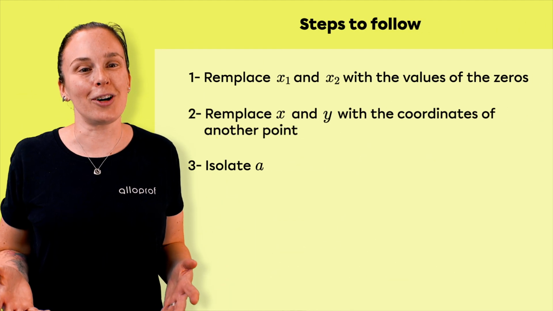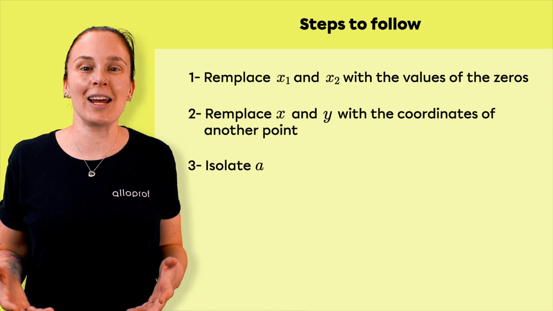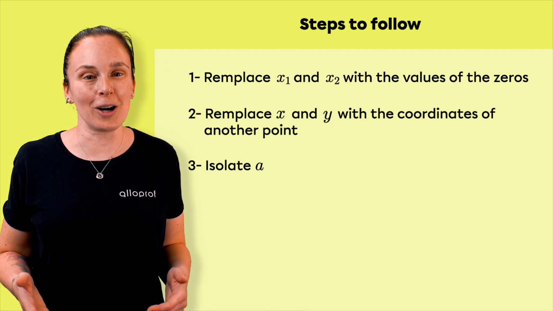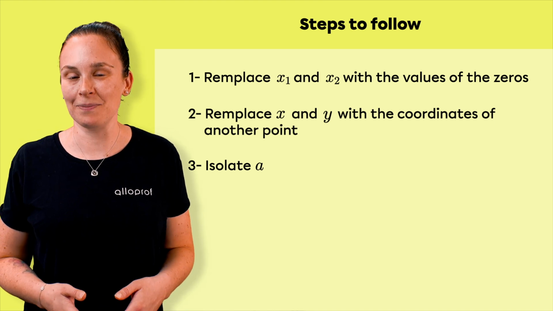Here are the steps to follow when you know the zeros and a point. Start by replacing x1 and x2 in the rule with the value of the zeros. Then replace x and y with the coordinates of another point. To finish, isolate parameter a.